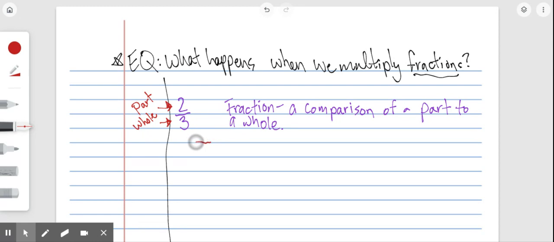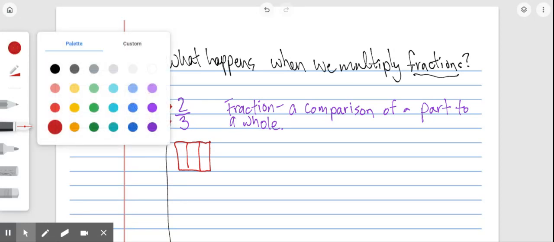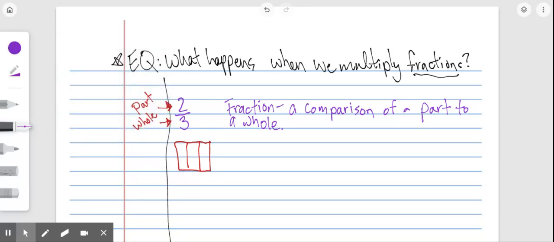Here's a drawing example of what 2/3 would look like. So if I draw a box, I know that there are 3 pieces, so I split it into 3 pieces. And I know that 2 of them are shaded, so I shade 2 of them in. I'm going to shade them in purple so you can see the distinction. 1, 2. Now this represents 2/3 because 2 of them are shaded, or 2 are the part, and the whole is 3. There are 3 total. Okay, so that's what a fraction is.